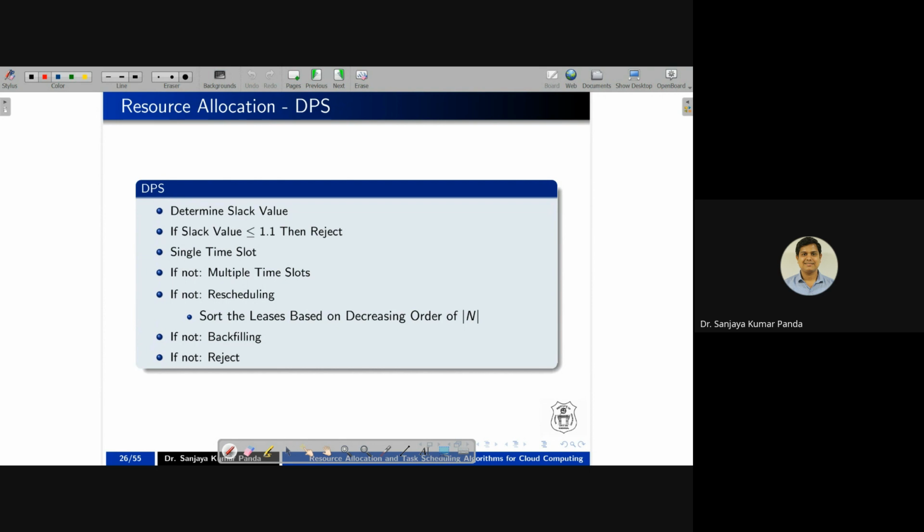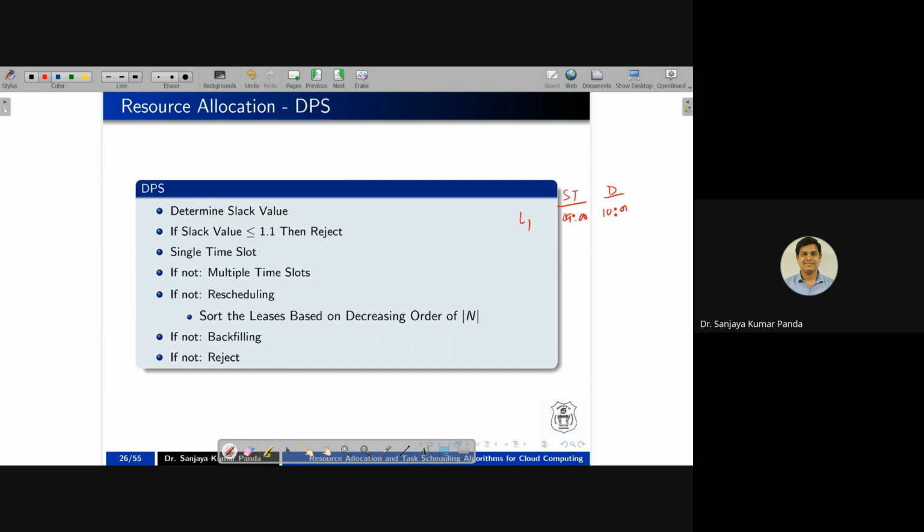For example, let's say lease L1, its start time is, let's say, 9, and let's say its duration is 60 minutes, or you can say deadline. Let me write it, D is deadline.